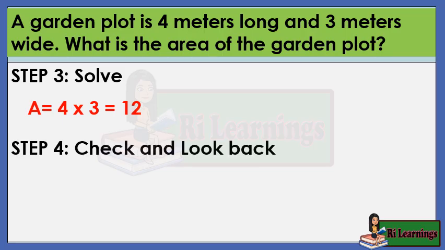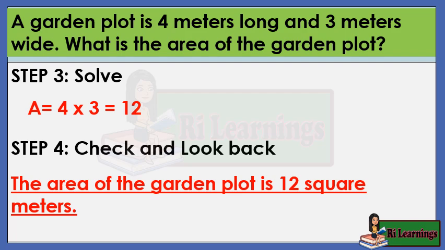Double-check your work. See if you have performed the operations correctly and you got a reasonable answer. If your answer does check out, make sure that you write your final answer with the correct labeling. The area of the garden plot is 12 square meters.